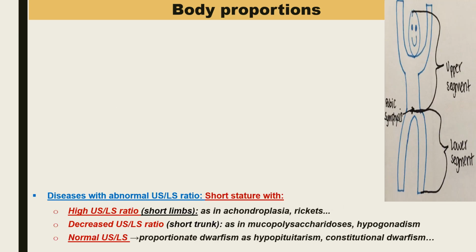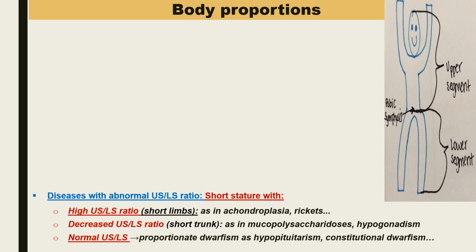What about the body proportions? As you see, we are checking the upper segment and lower segment. The lower segment is measured from the symphysis pubis to the heel, and the upper segment we calculate by measuring the height and then subtracting the lower segment from the height, which gives the upper segment. We have a very important ratio: the ratio of upper segment to lower segment.